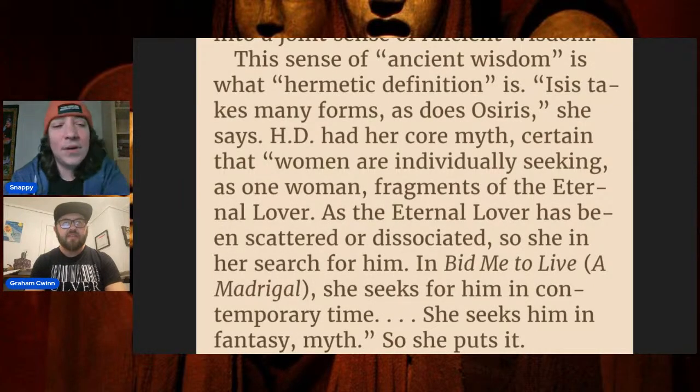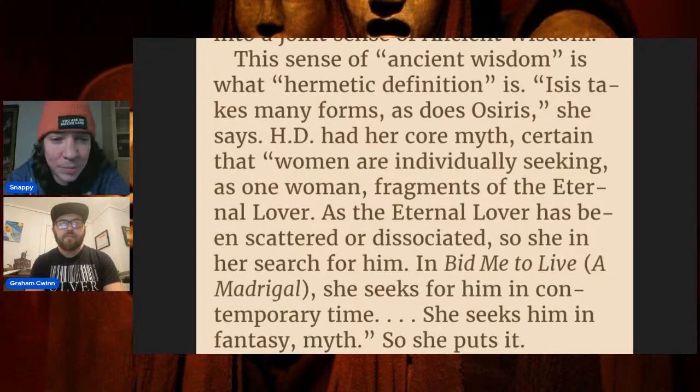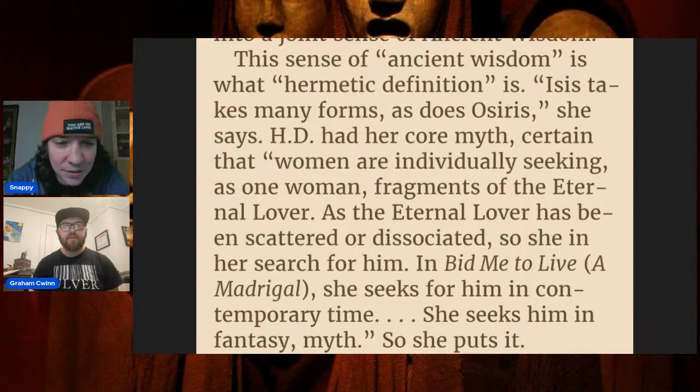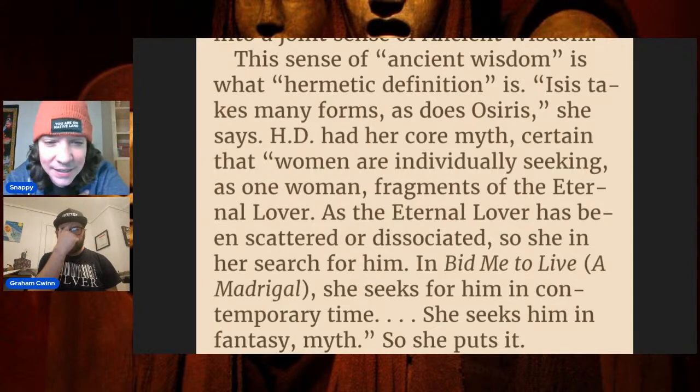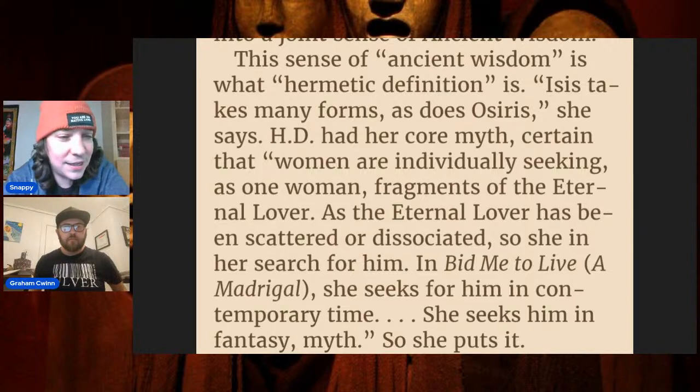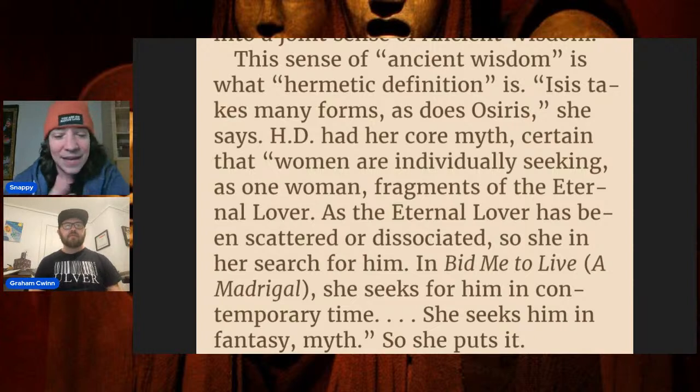Beautiful. And so this is explaining what the Hermetic definition sort of is about. It says, this sense of ancient wisdom is what Hermetic definition is. "Isis takes many forms, as does Osiris," says HD, and her core myth, certain that women are individually seeking, as one woman, fragments of the eternal lover. As the eternal lover has been scattered or disassociated, so she is in search of him. In Bid Me to Live, a madrigal, which is another collection, she seeks for him in contemporary time. She seeks him in fantasy myth, so she puts it. The eternal lover. But she identifies the eternal lover with Osiris and Dionysus, right? The child of Isis, the great mother. And this cycle of giving birth to your lover is essential to understanding what's going on with HD.